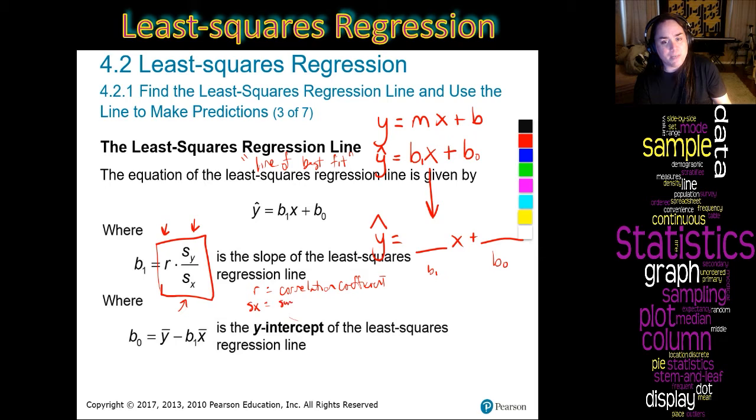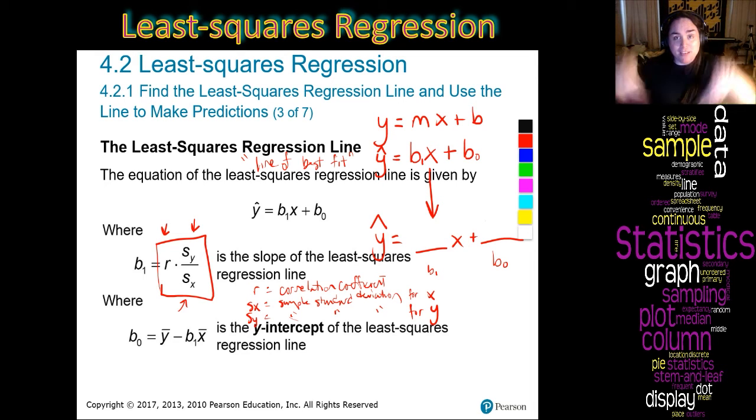S sub x is the sample standard deviation for the x values, and S sub y is the sample standard deviation for the y values. We did that in 4.1. I made an Excel spreadsheet and we calculated it. So that's easy. We just make a table of values. From the table of values, we calculate the S sub y and the S sub x, and we also need, down here you can see we need x bar and y bar.